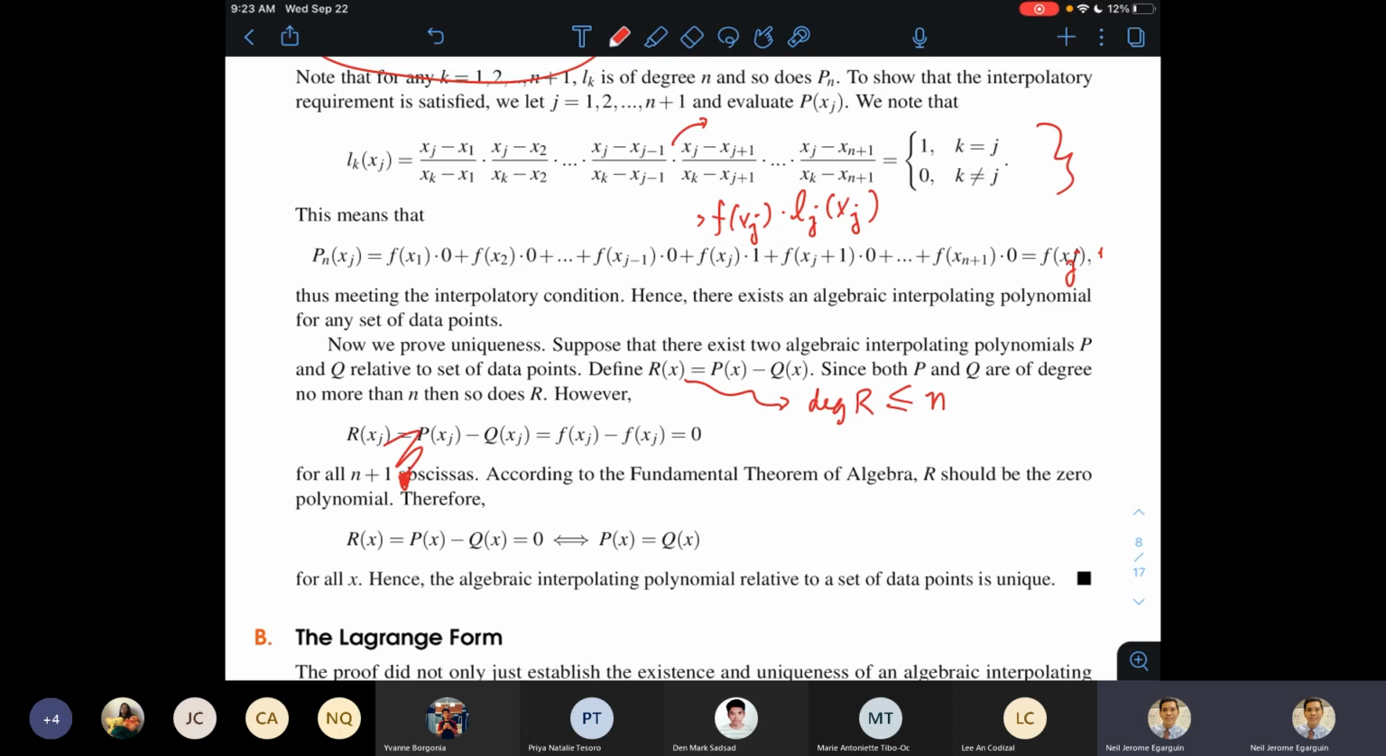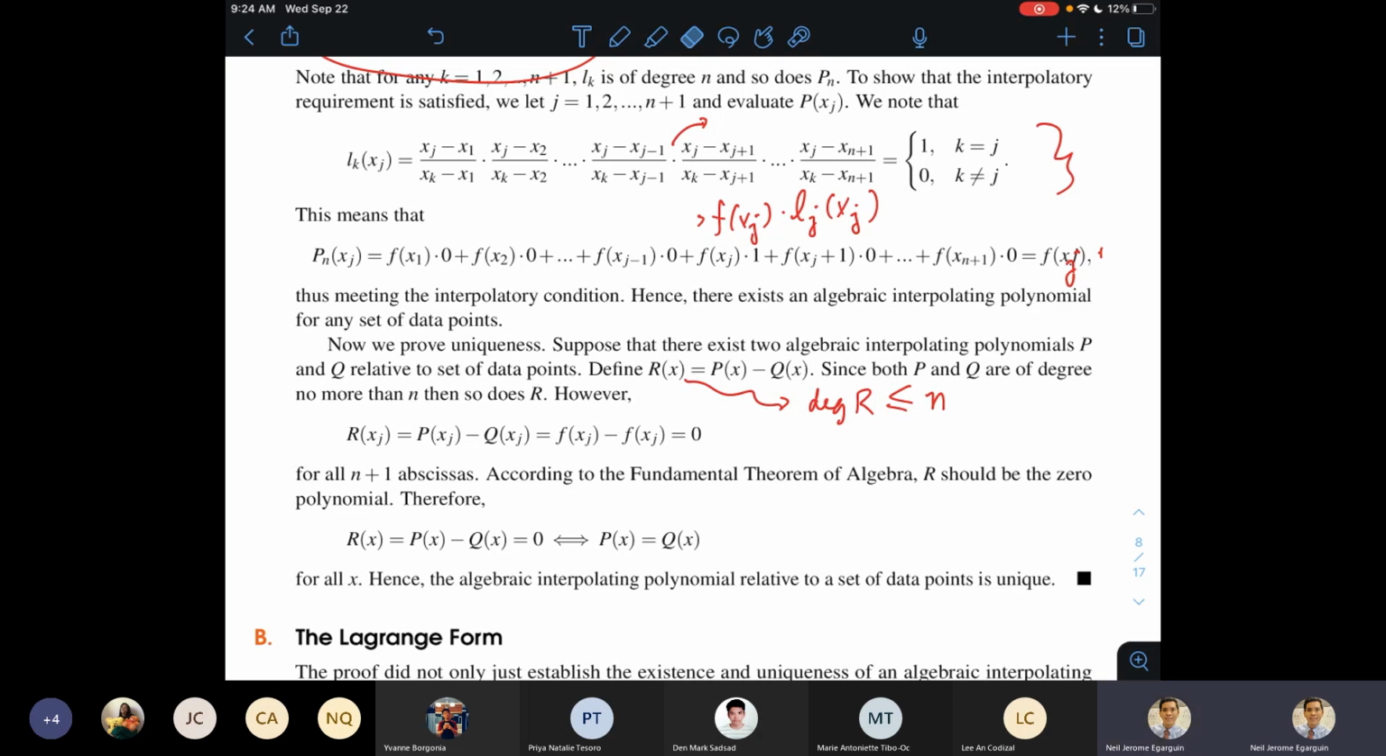Ano kaya yung contradiction? Anyone? Still have 2 minutes. Nasaan kaya, bakit kaya may contradiction? Actually, technically hindi contradiction, pero I'll be forced to say that R is the zero polynomial. Bakit?